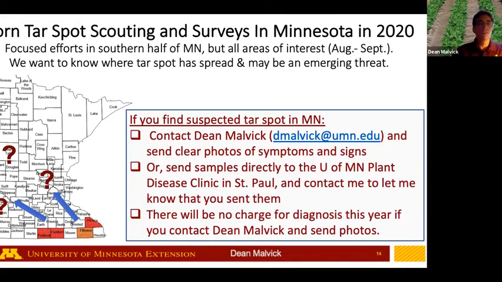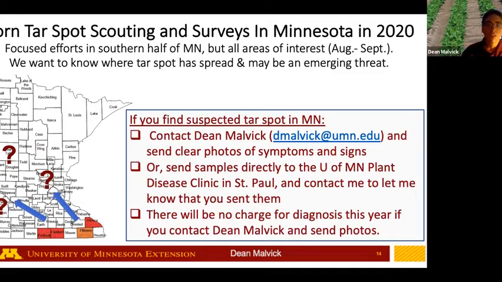Okay, so a key thing here is, as you've seen the maps from Iowa and other states, it became pretty widespread, especially in Iowa in 2019. It spread nearly all the way to Nebraska. We didn't have anything like that we know of in Minnesota, but we also didn't have the same scouting effort out. So this year we really do want to put more effort into finding out the distribution of tar spot. And we don't know how far north it would go, how far west, but we need to find out because we want to know where it is and where it may be an emerging threat and something really to look at managing.